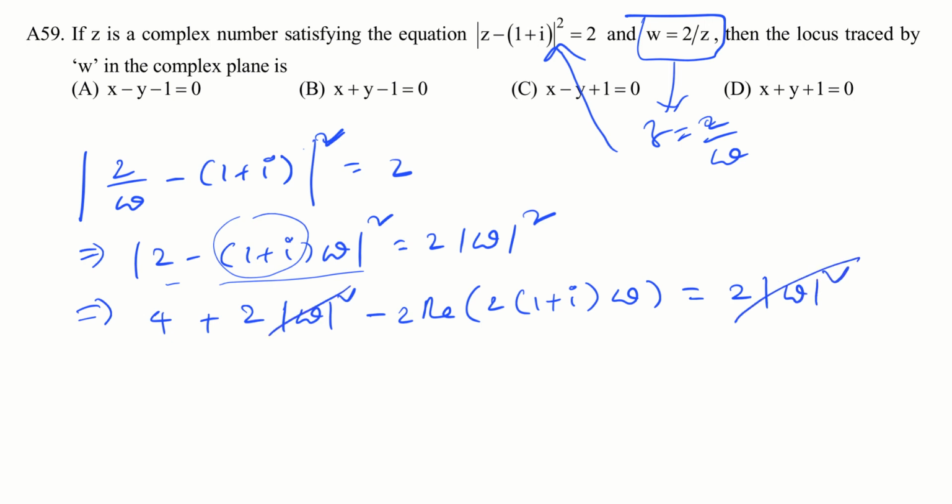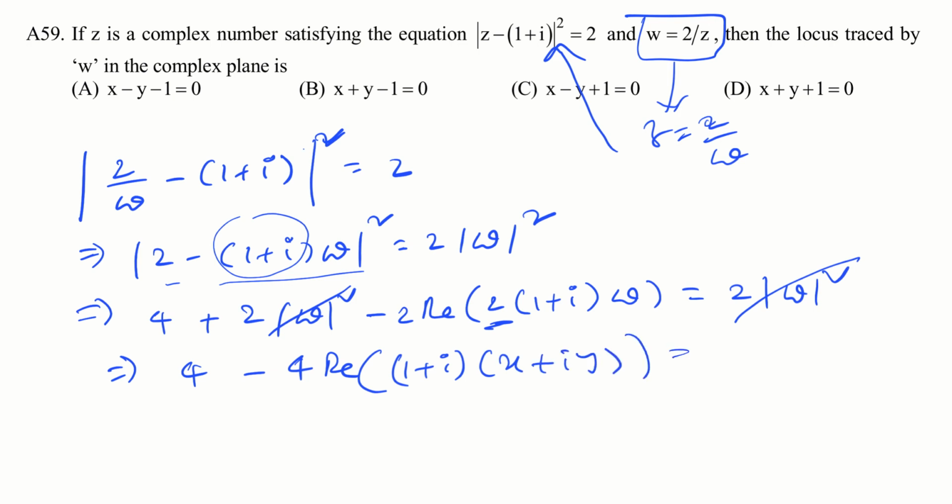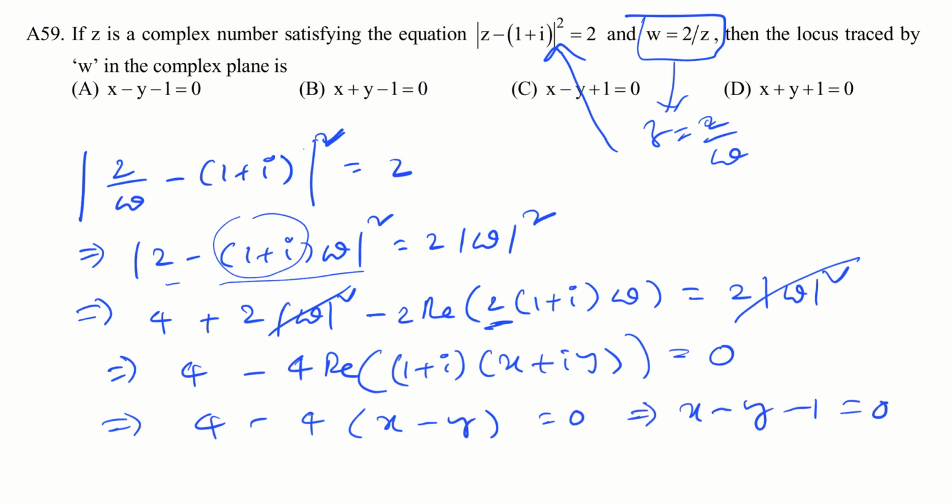Cancelling 2 times mod omega square on both the sides, I'll have 4 minus 2 into real part of, I can write this 2 outside, so it becomes a 4 here, and real part of 1 plus i into, let me assume omega as x plus iy, is equal to 0. So it is 4 minus 4 times, the real part here is obviously x minus y is equal to 0. Therefore the locus is nothing but x minus y minus 1 is equal to 0.